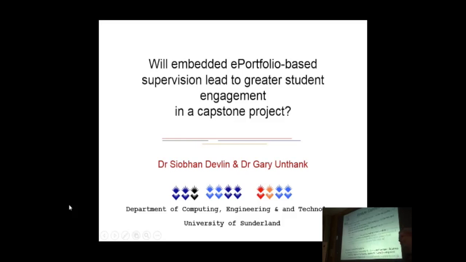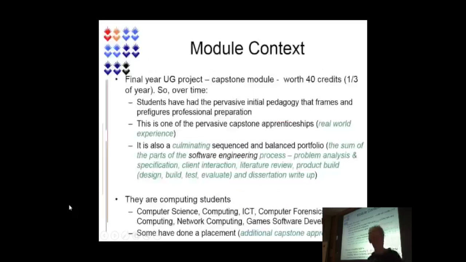So just to give you a little bit of context to what this is about, Gary and I have taught on computer science undergraduate project modules for more than 30 years between us, really. It doesn't bear thinking about. It's a module which the students do in their final year of study. It's worth a third of the whole year, so it really is high stake.